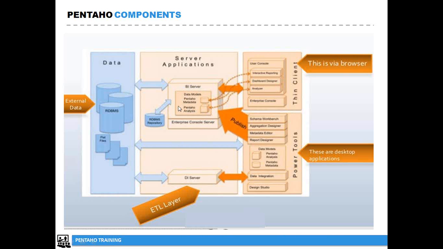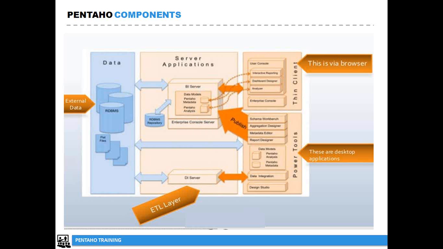So BI server is for viewing of my data in the form of reports or dashboards, doing the analysis part. Enterprise console was used for the admin purpose, for creating different users, defining the roles for that user, scheduling of the tasks, and so on.